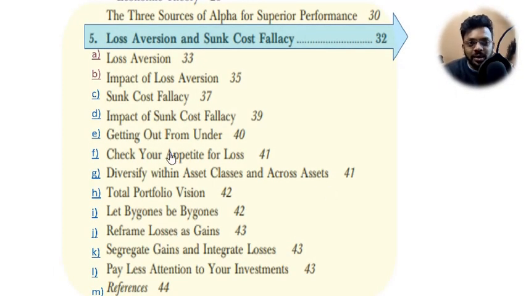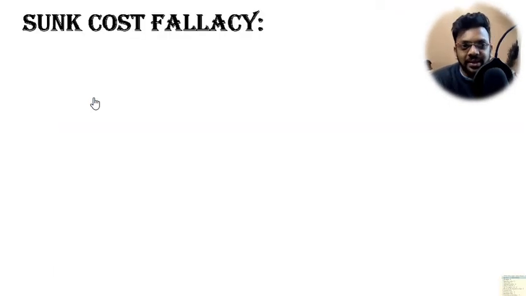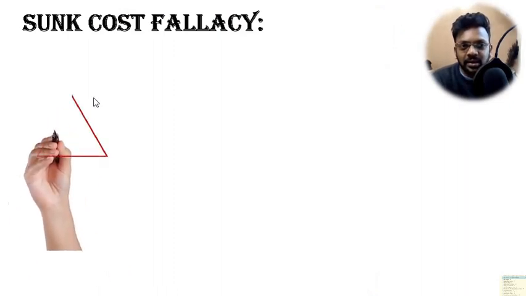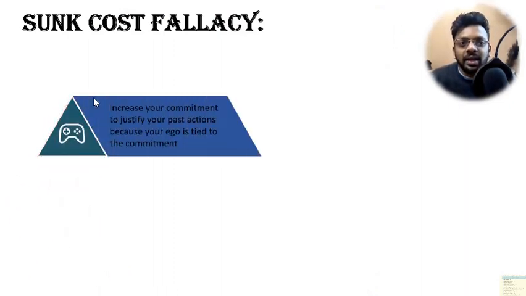So coming to the third topic, the sunk cost fallacy. Increasing your commitment to justify your past action because your ego is tied to a commitment. Exactly. Since we already made a decision, and the current situation is the effect of that decision, we just keep on holding the decision which we already made and act upon it.